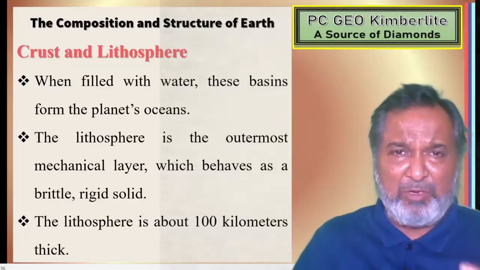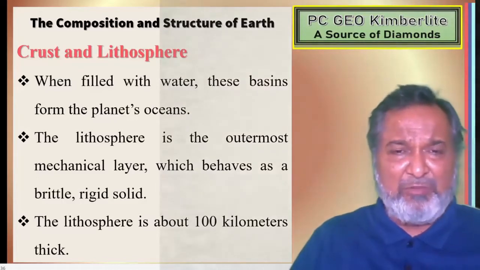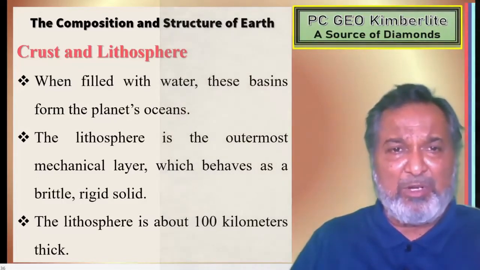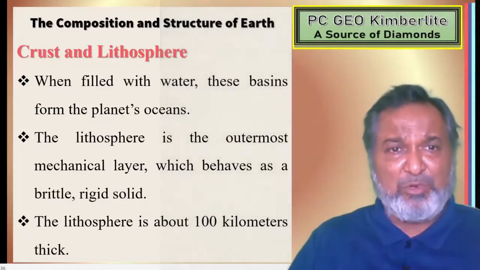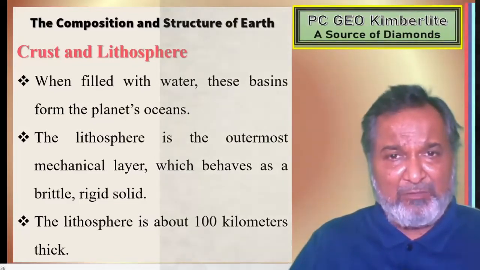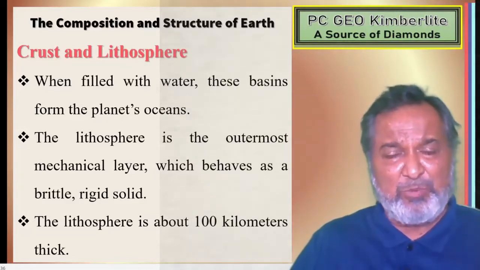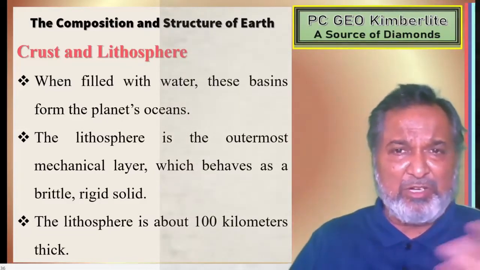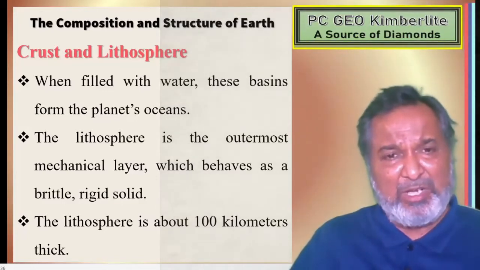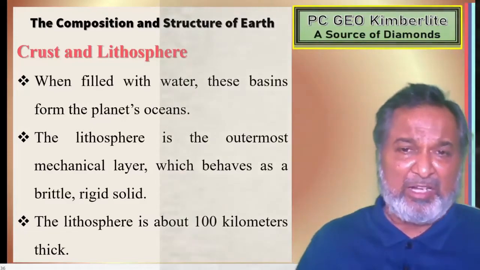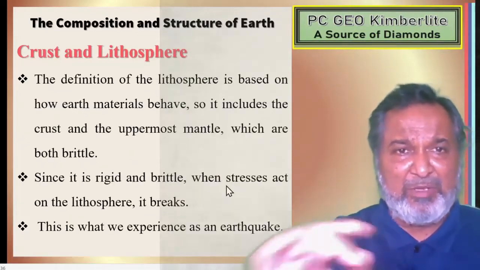From the observations we have got, we are going to predict what is going to happen in the future. The lithosphere is the outermost mechanical layer which behaves as a brittle and rigid rock. So the lithosphere is a roughly 100-kilometer outermost mechanical layer of hard rock, which is a brittle and rigid solid.